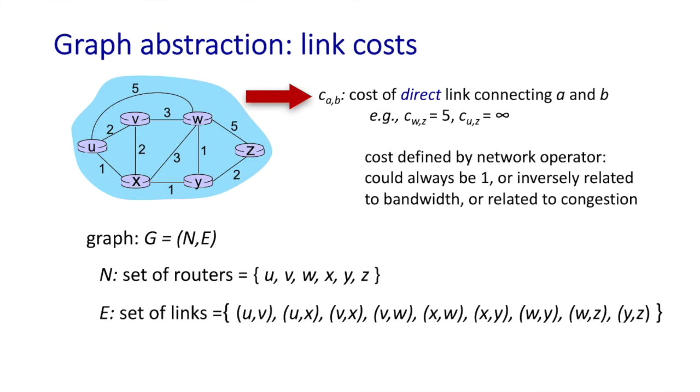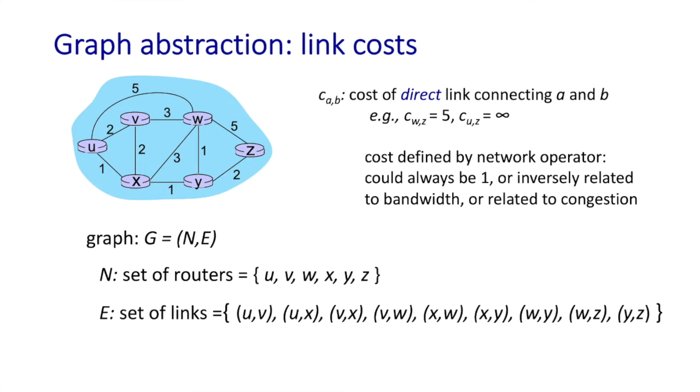The link cost between nodes A and B, denoted C sub AB, is the cost of the direct link connecting A and B. For example, the cost between nodes W and Z here, denoted C sub WZ, is 5. The cost between X and Y, for this link, is 1. Link costs can be different in each direction or be the same, as in this case here. And lastly, the link cost between two nodes that are not directly connected is going to be infinity. For example, the link cost between U and Z, which are not directly connected, is infinity.